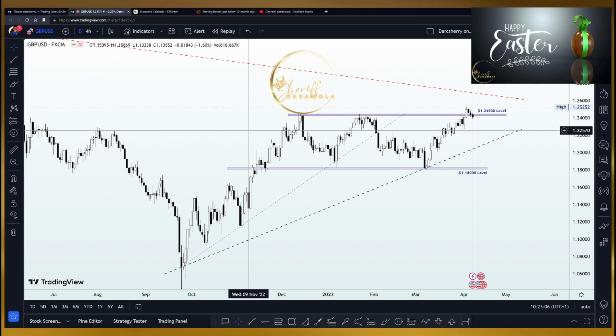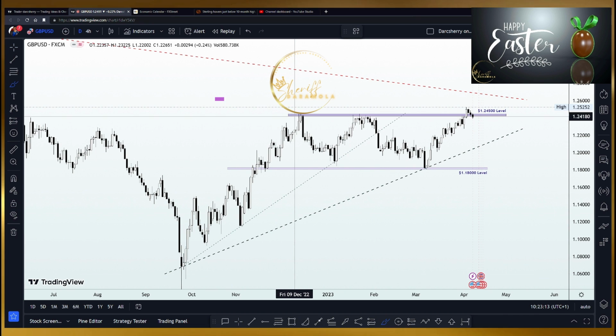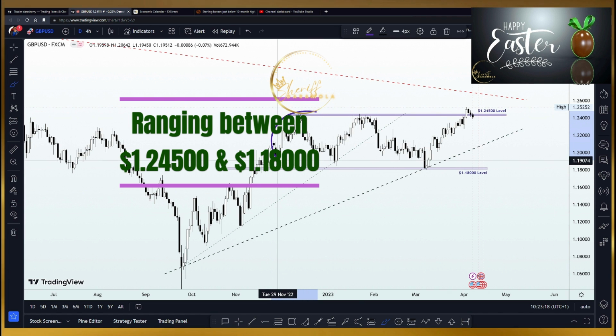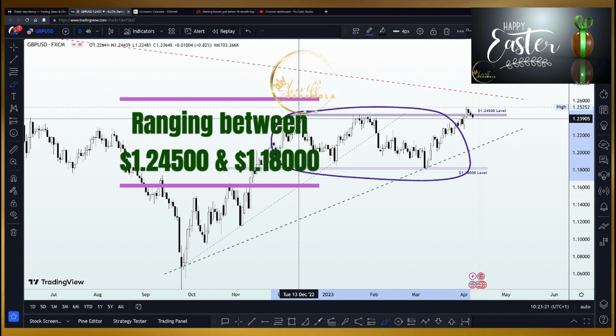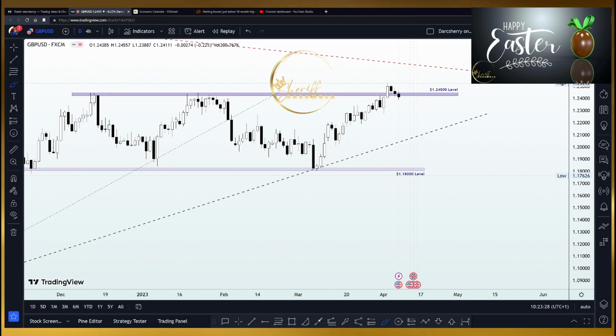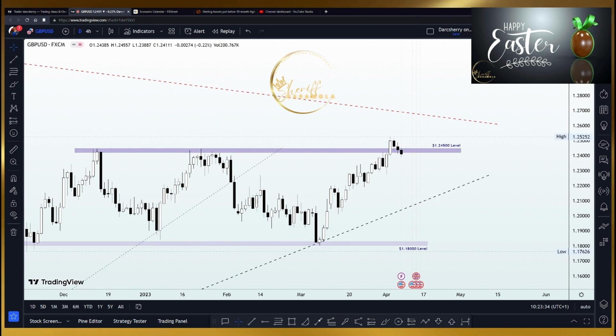So diving right into the current structure, we can see here that price action has been caught within a channel between the 1.24500 level and the 1.18 area since the month of December last year, giving us a clue that there is indecision in this market. So for next week's analysis, what I will be doing right now is to zoom into the current structure. That is, we want to see how last week's trading session went around that resistance line at the 1.24500 area.